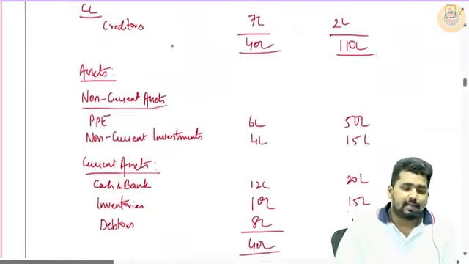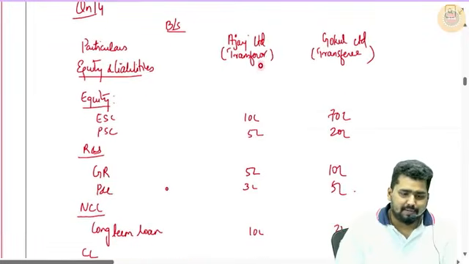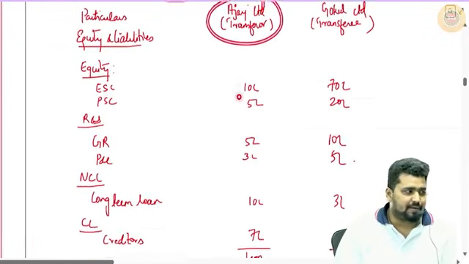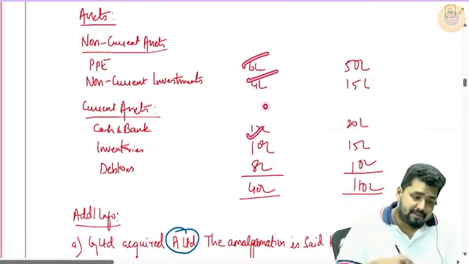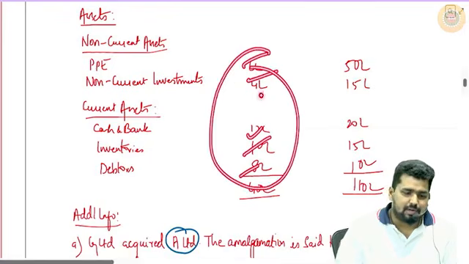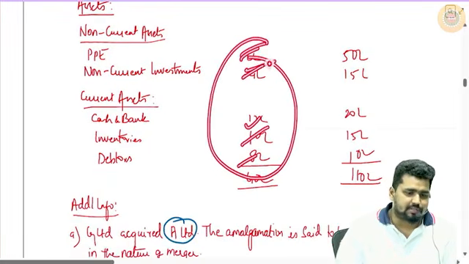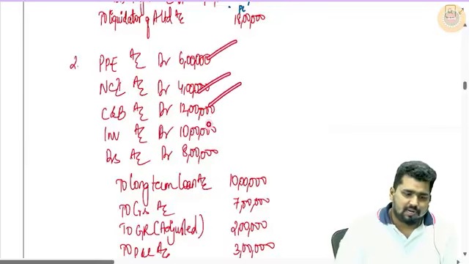Clear? Next, assets of what company? Selling company. Ajay Limited is the selling company. What are all the assets we are having? PPE, non-current investment, including cash and bank, we have to bring. Inventories and debtors, everything you have to bring. At what value, sir? Book value itself. So 6 lakh, 4, 12, 10, 8. Clear?